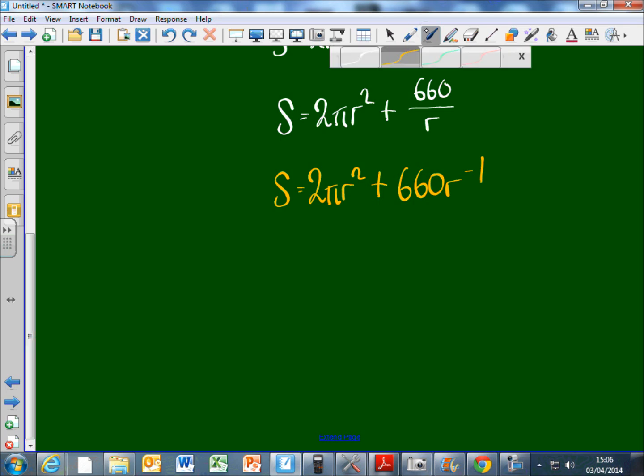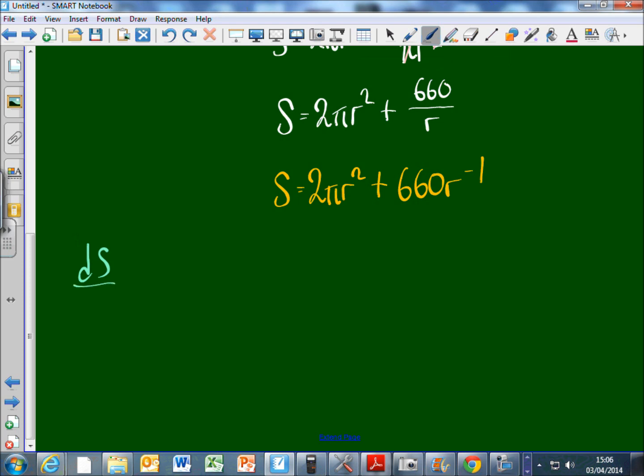So let's see if one of you guys can differentiate it. I want to do ds, differentiate s with respect to r. So what do I get? Remember, pi is just a constant number. So what do I get when I differentiate that? 2 pi r squared, what does that go to? 4 pi r.